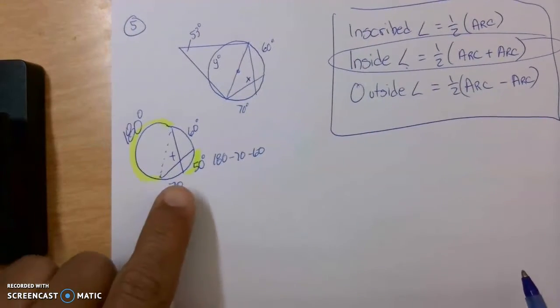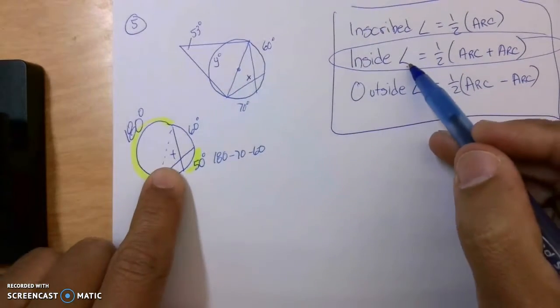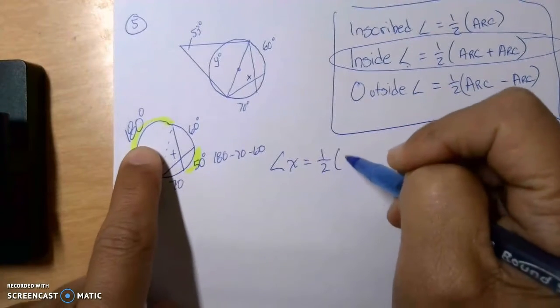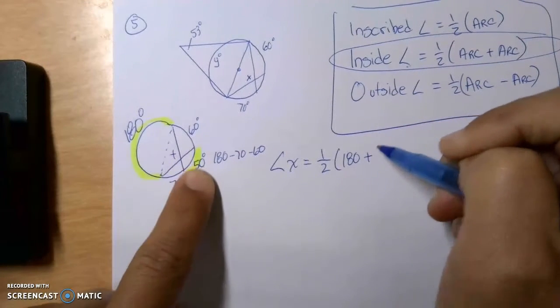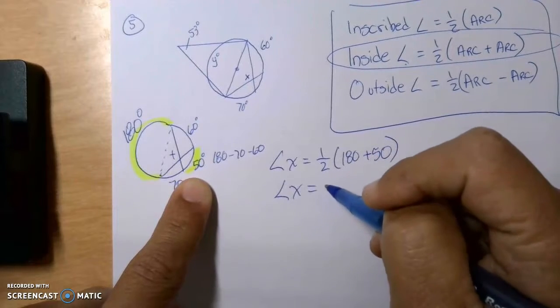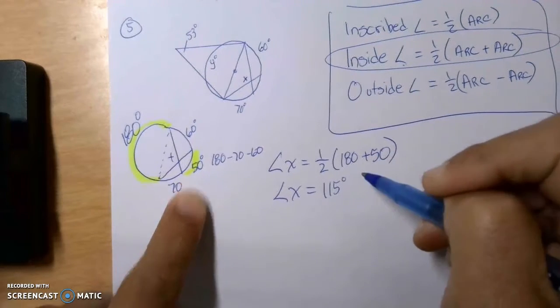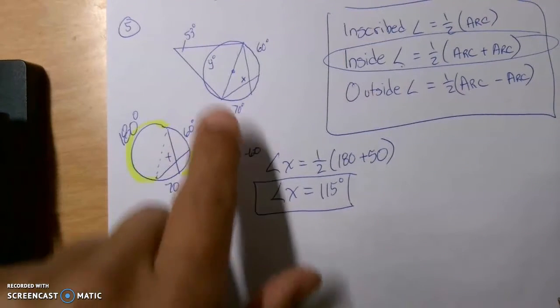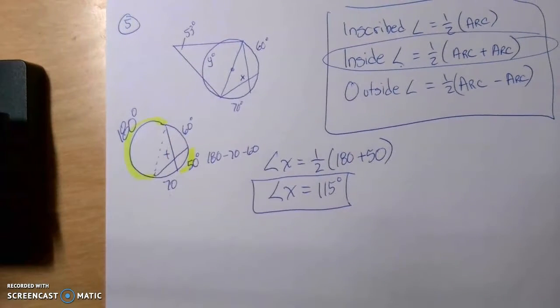Okay? So now to figure out angle X, which is inside, I'm going to say angle X, the inside angle, is equal to 1/2 arc 180 plus arc 50. And if I do this correctly, it will be 115. 115 is angle X.